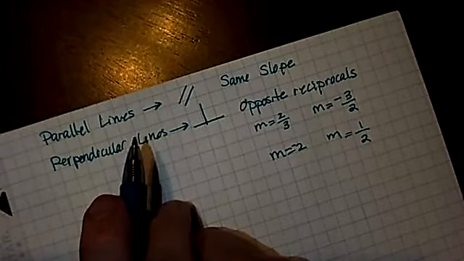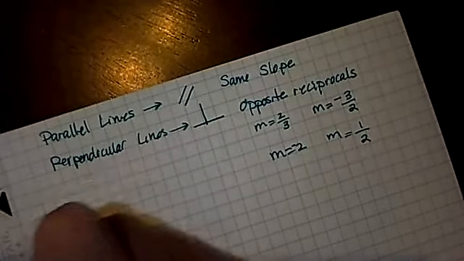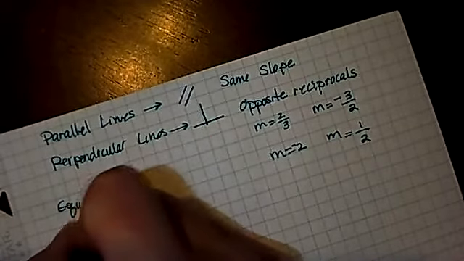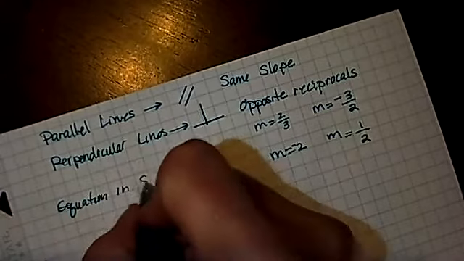Okay, so let's find the equation of a line in slope-intercept form.